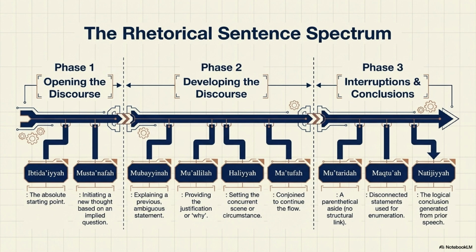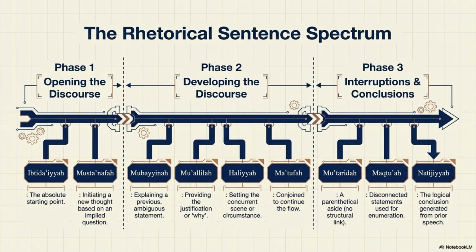The text divides particles into 2 fundamental camps, which makes understanding them much easier. We have operating particles, which the text calls amila, and non-operating particles, which are ghayr amila. Let's focus on the operating particles first, the grammar changers. These are words that physically alter the declinable vowel endings of the nouns and verbs around them. They exert force. The text provides exhaustive lists here. It really does. It categorizes them by what they do.